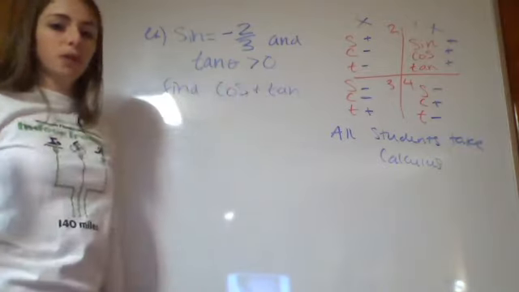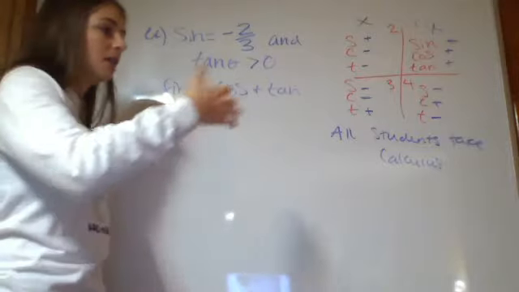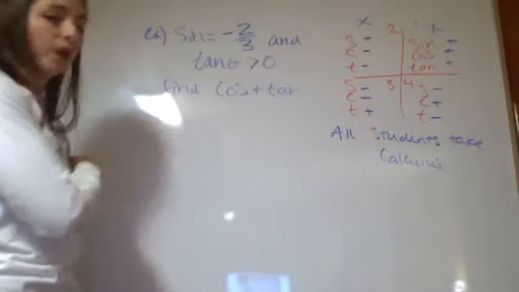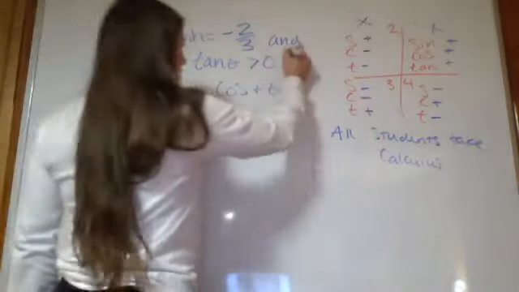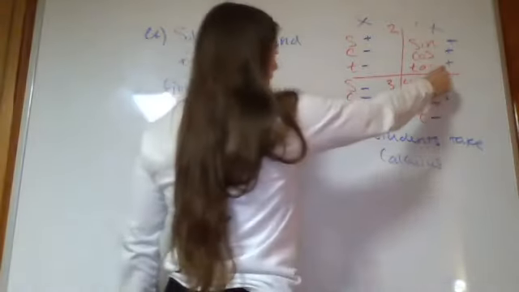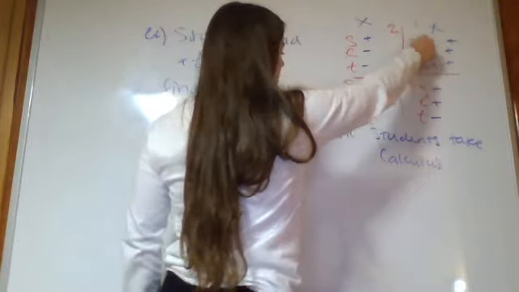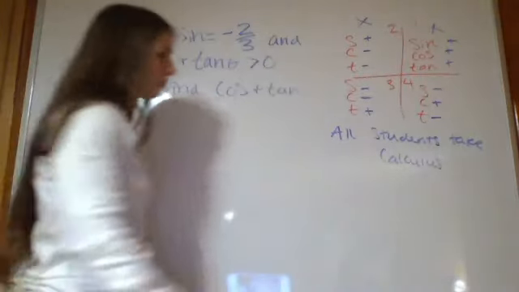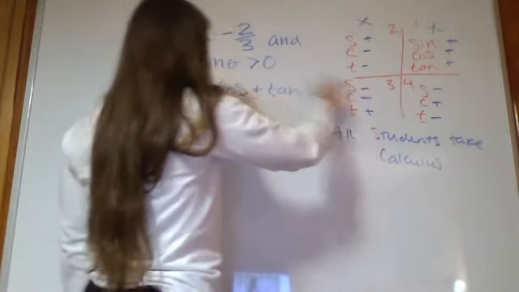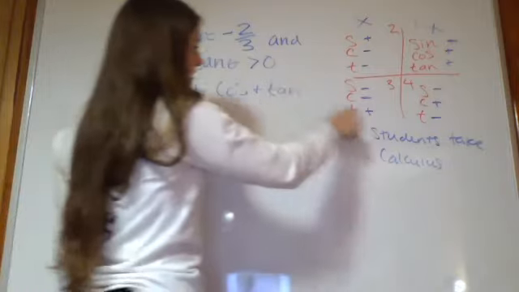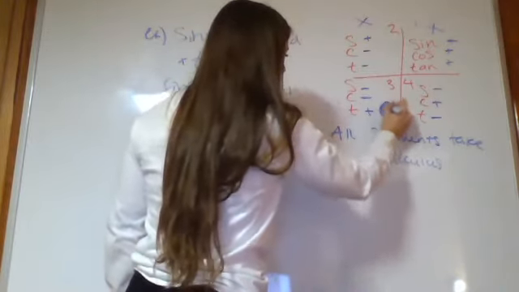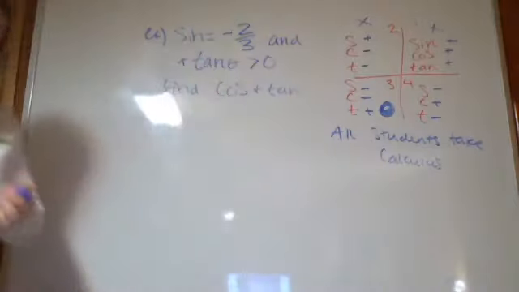The last piece of information says that tangent is greater than 0. If it's greater than 0, that means it's not a negative number, not a -1 or -2 or -3. Tangent has to be positive. Tangent is positive in quadrant 1, but we've already said quadrant 1 is out. Tangent is also positive in quadrant 3. Sine needed to be negative and tangent needed to be positive, so this is the one. We are lying in quadrant 3.